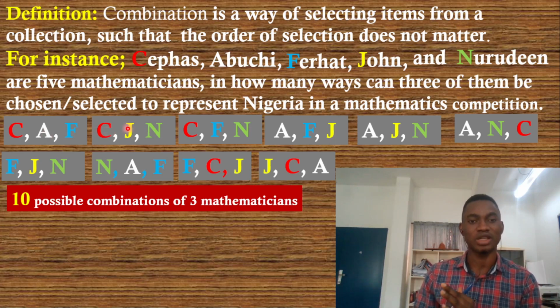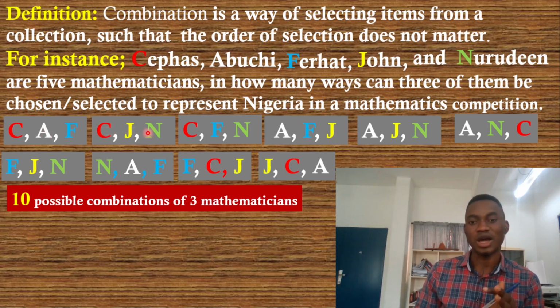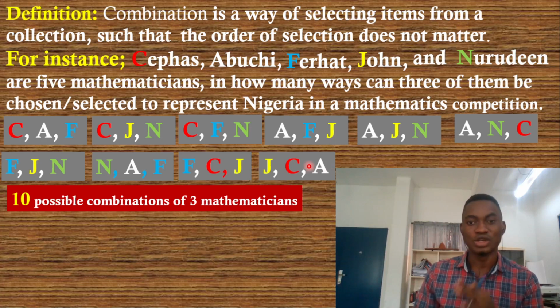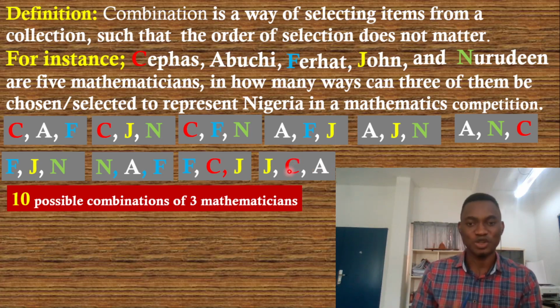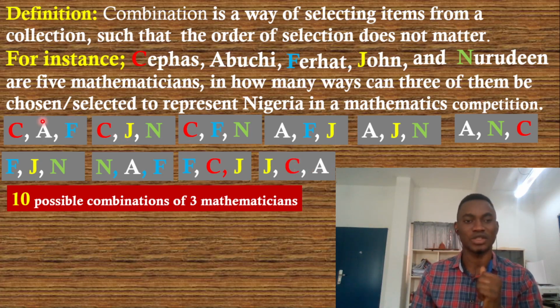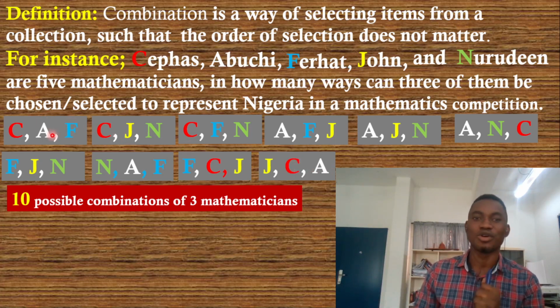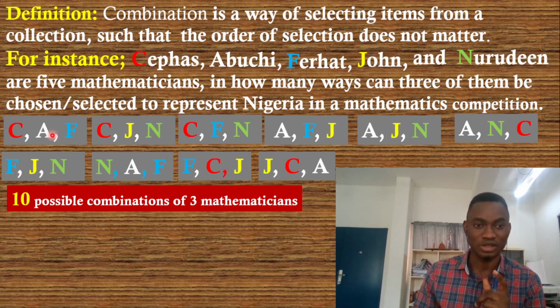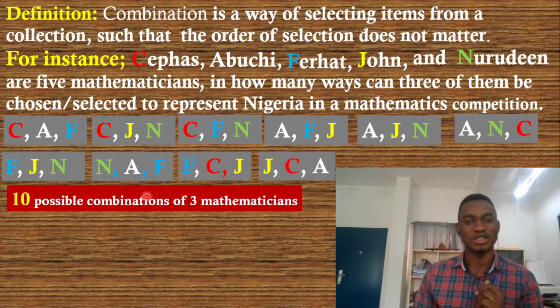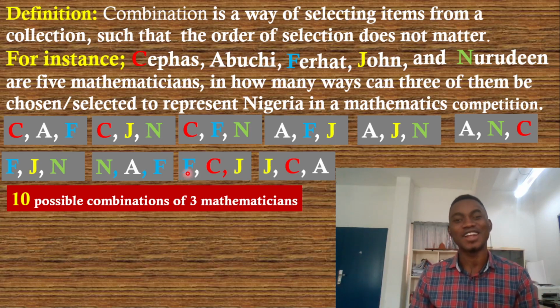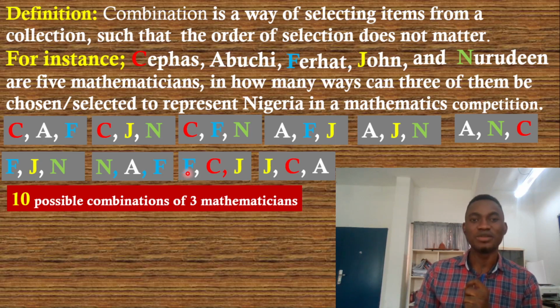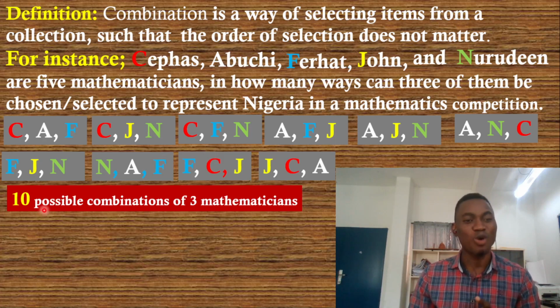Same thing is happening here in the second combination on and on to the 10th combination. So the order of the arrangement or selection does not matter. It is simply a team of three. Okay? A team of three. Okay, three mathematicians. All right. So this is the striking difference between permutation and combination. Okay, if this is to be permutation, we will surely have more than 10 possible arrangements.